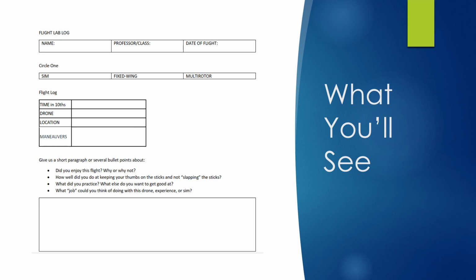You've got your name, the name of the professor, the class that you're taking, date of your flight, and then you're going to circle one of those options, whether it was a simulator flight, a fixed wing flight, or a multi-rotor flight. And then that flight log is all I need from you guys for each of the flights. I will have you take screenshots of that section, each of those, and I'll show you how to do that a little bit later on to add up to a flight logbook. But for this class, because we're only requiring 6 and then some recorded flights, I just want you to practice the time intents, the drone location, and that maneuvers or remarks section. That's it.